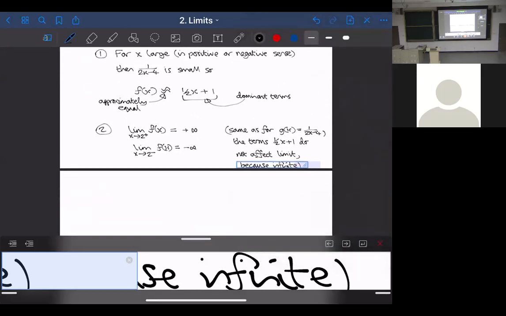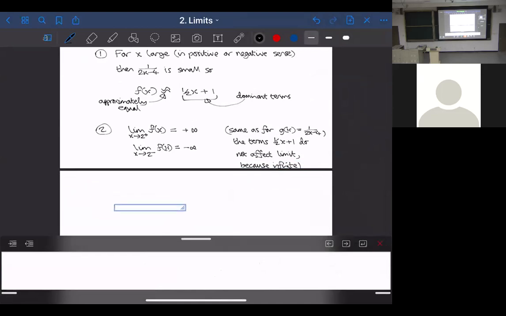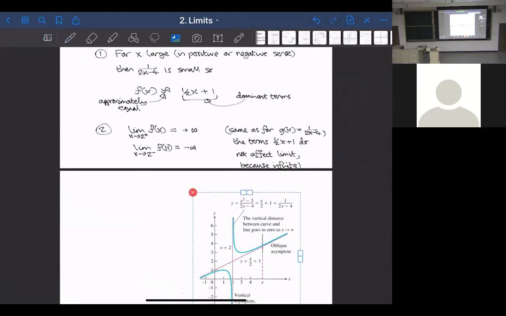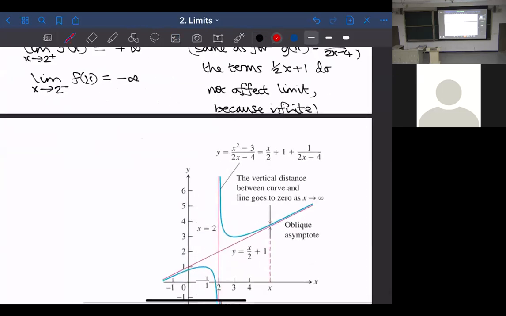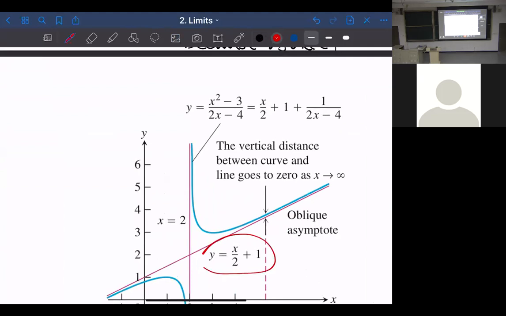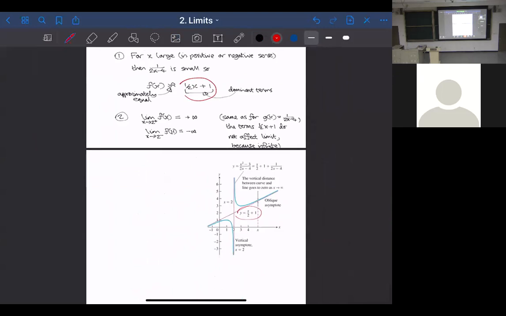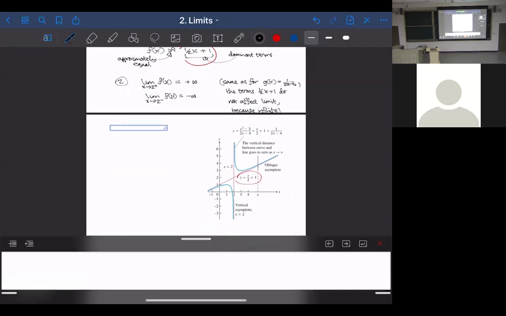we could put this information together to sketch the graph. But let me cheat and take a picture from the book. So what do we notice? f(x) is approximately half x plus 1 when x is large. So the graph approaches this line, half x plus 1, for large positive x and large negative x. And at 2, x equals 2 is a vertical asymptote.